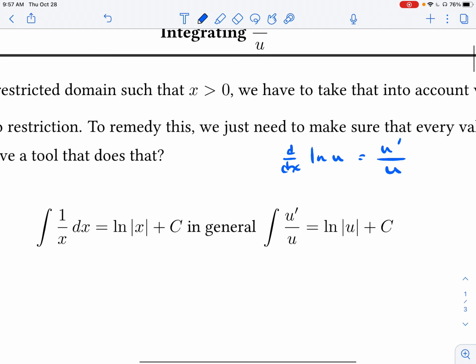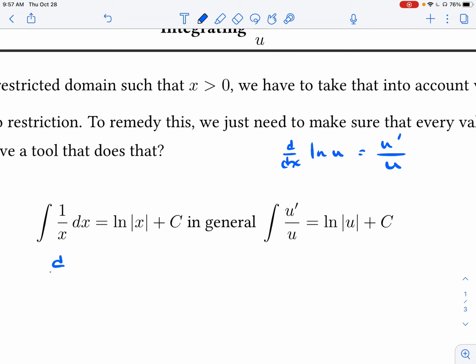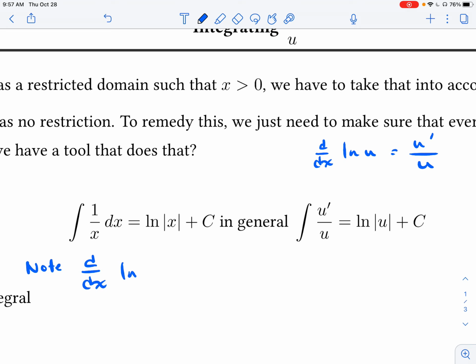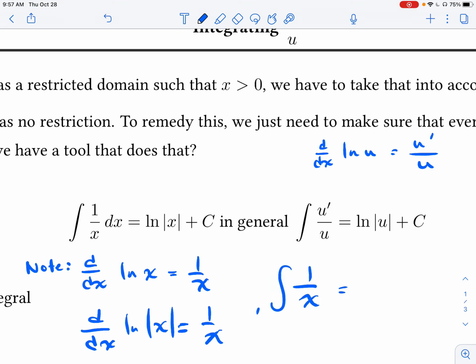On this note, somewhat related, just a brief note that we want to make sure we know: the derivative of the natural log of x is 1 over x. The derivative of the natural log of the absolute value of x is also 1 over x. However, the integral of 1 over x can be the natural log of x only. So when we take the integral of both of these derivatives, we can only get the natural log of the absolute value of x plus c.